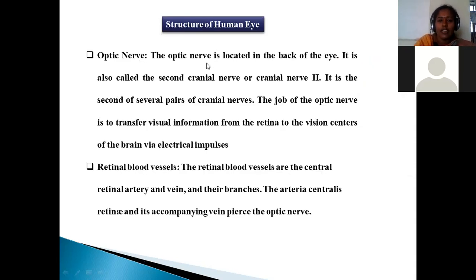Next is the optic nerve. The optic nerve is located near the retina at the back of the eyeball. It is called a cranial nerve. It gives the information from the retina, and the brain will realize these signals. The purpose of the nerve is to catch light, which is converted into electrical impulses. Electrical impulses will be created.